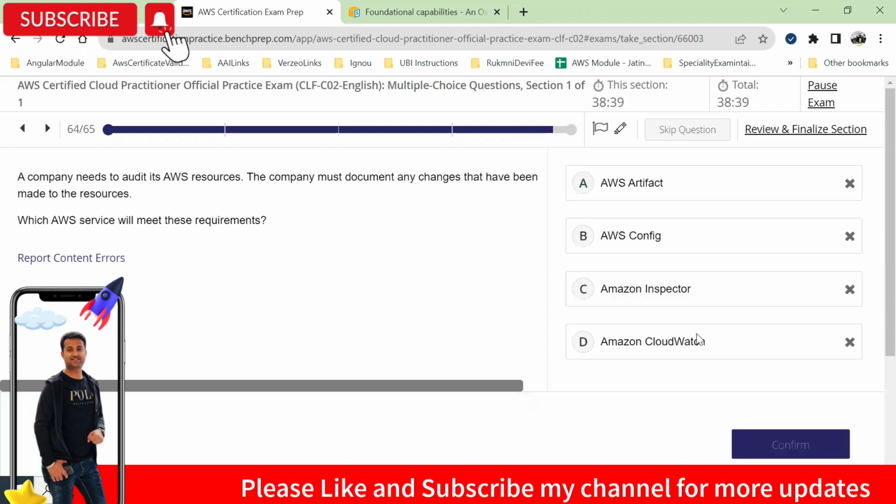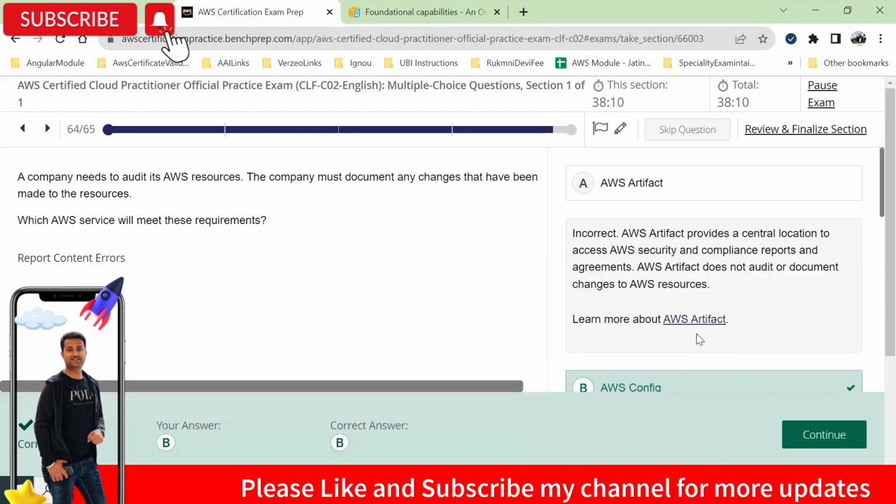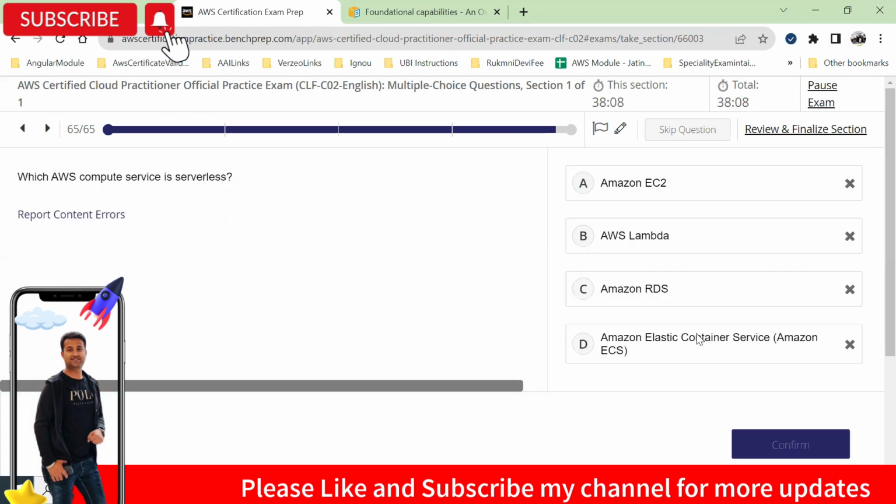A company needs to audit its AWS resources. The company must document any changes that have been made to the resources, auditing and changes. So when it comes to auditing and changes, straightforward, Config would be the correct answer. Artifact is to get access to compliance documents. Inspector is to check vulnerabilities on your EC2 instances, and CloudWatch is a monitoring service. So the requirement is satisfied by AWS Config. AWS Config is the correct choice.